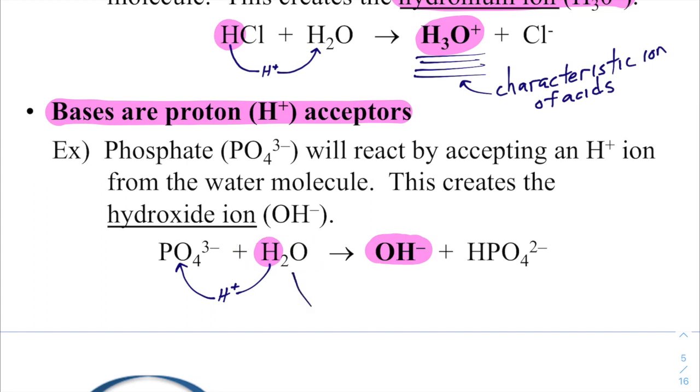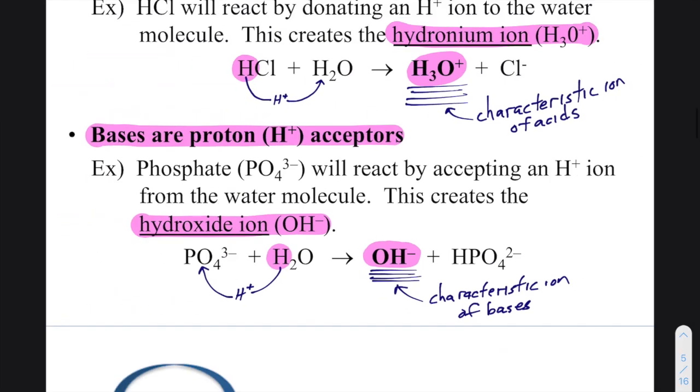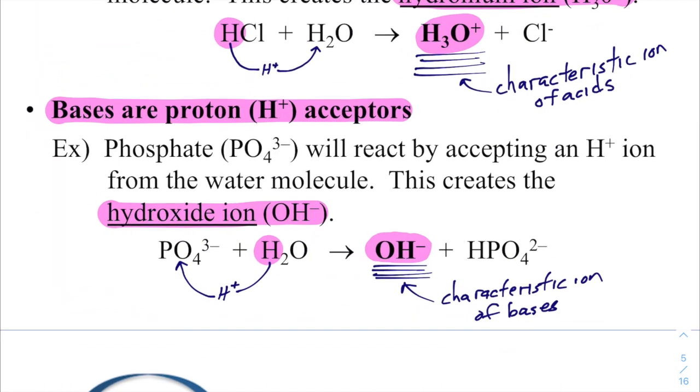If you think about it, water is just HOH, and if you get rid of one of the H's, you now have an OH- ion. So this right here, that's the important thing. That's what we call hydroxide ion. And that is, you guessed it, the characteristic ion of bases.